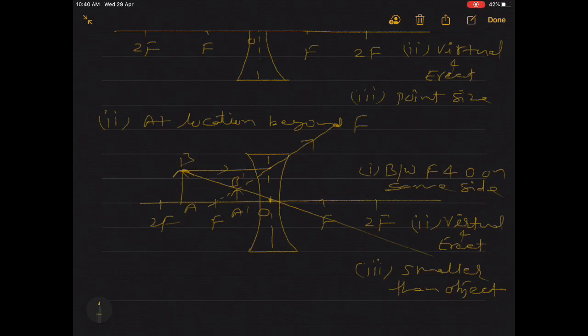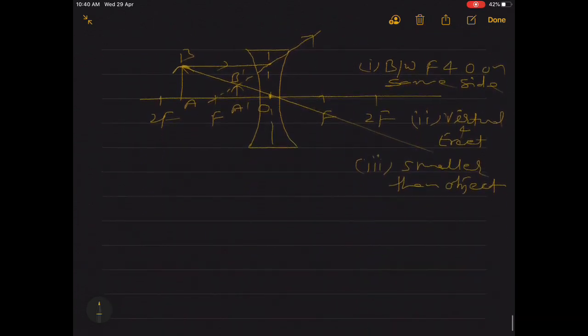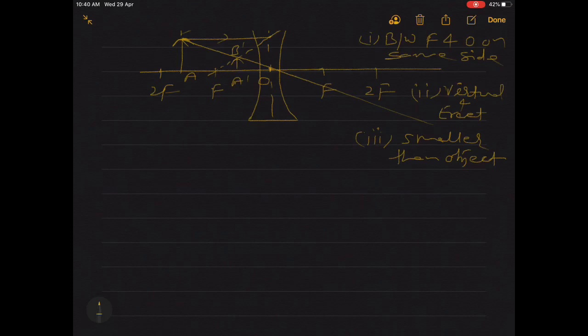Now, we won't take in detail all the 6 cases here. For all the cases other than object at infinity, the image is always formed between f and o, and the nature of the image is virtual erect, and the size is always smaller than the object. So one more important term we have to understand here, that is magnification.